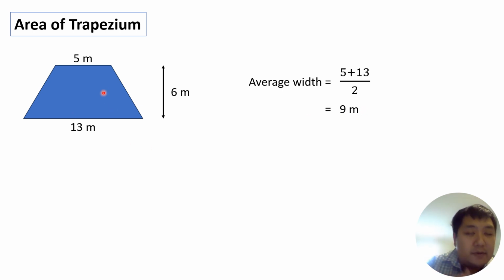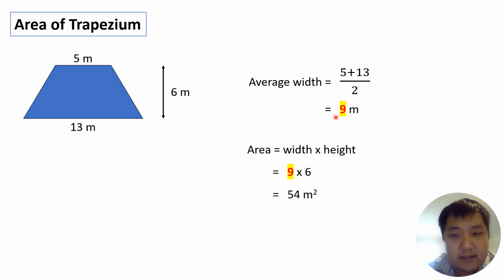Now, let's go back to area of rectangle. The length across on average is 9, the top is 5, the bottom is 13. The height is 6 meters. So if we know the length across is 9 and the height is 6, what can we do with those two numbers? We just do 9 times 6.